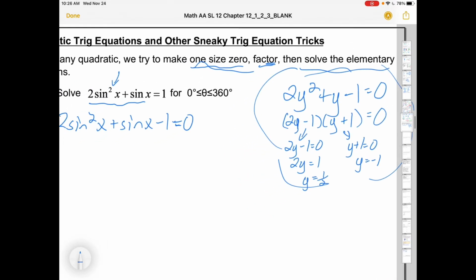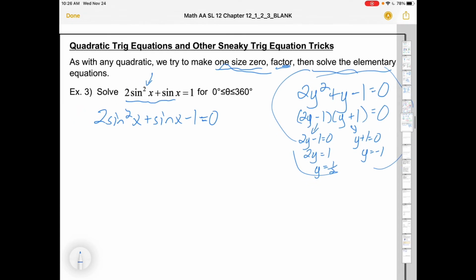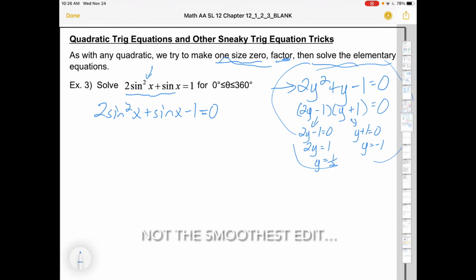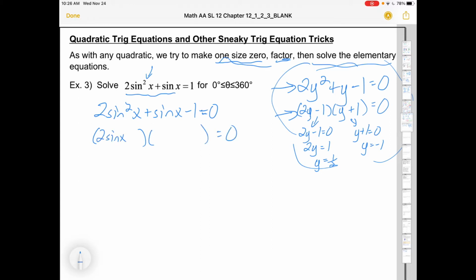So what's similar and different between the equation that we have over here? Well, number one, we've got some trig involved. But aside from that, it's really the same quadratic. When you have a quadratic trig equation, I recommend that you rewrite the equation without the trig stuff. It's 2 times something squared plus that same something minus 1 equals 0. If we know that with the y's it factors this way, then with the sines, it must be really similar. It must just be 2 sine x minus 1 times sine x plus 1.